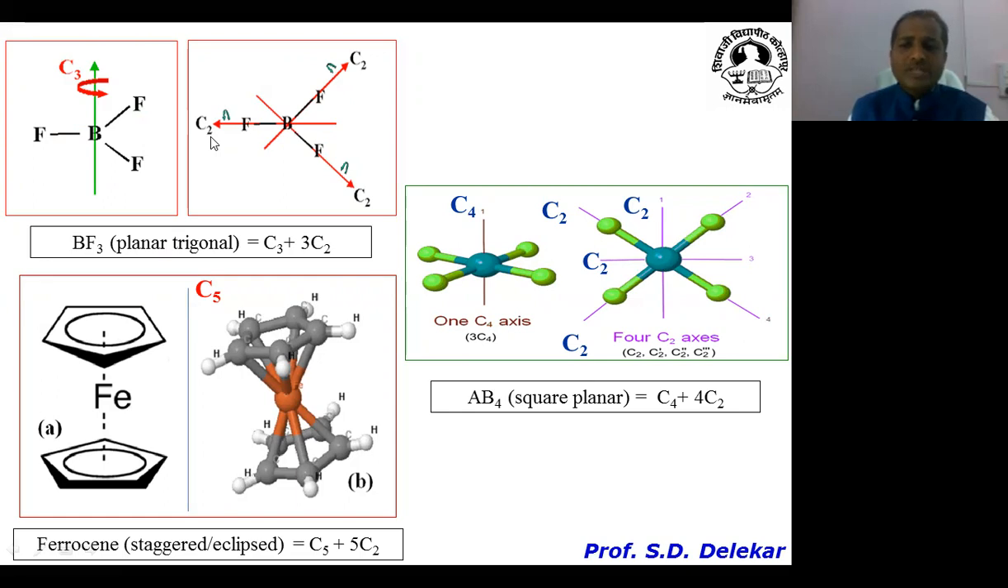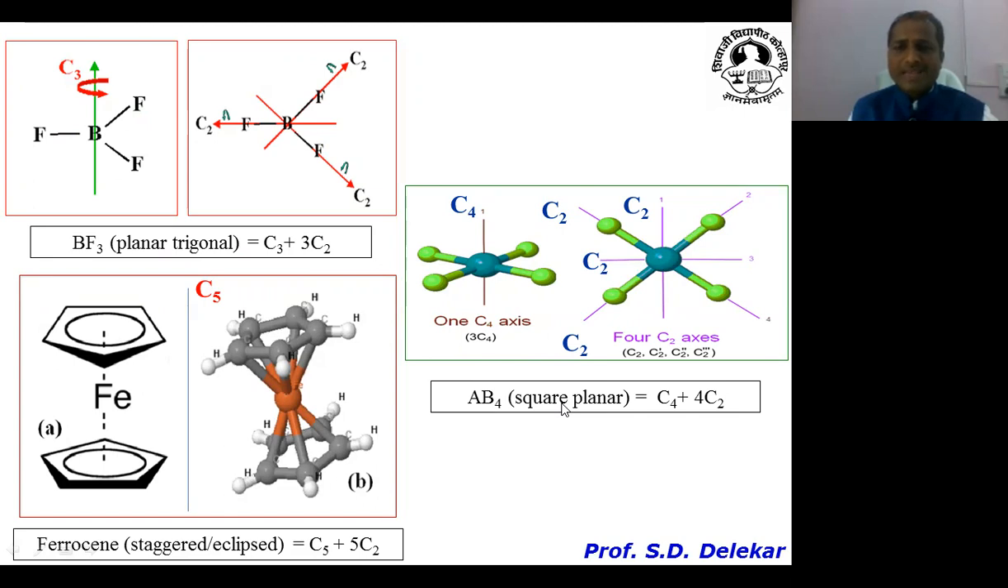Why 2? Because at one 180 degree rotation we are getting the equivalent orientation. There is an exchange between these two fluorines, and there is no change in the BF1 bond. So here this is one C2, there is another C2, and there is a third C2. So if you look at the BF3 molecule having planar triangular geometry, the overall axis of symmetry is C3 plus 3C2.